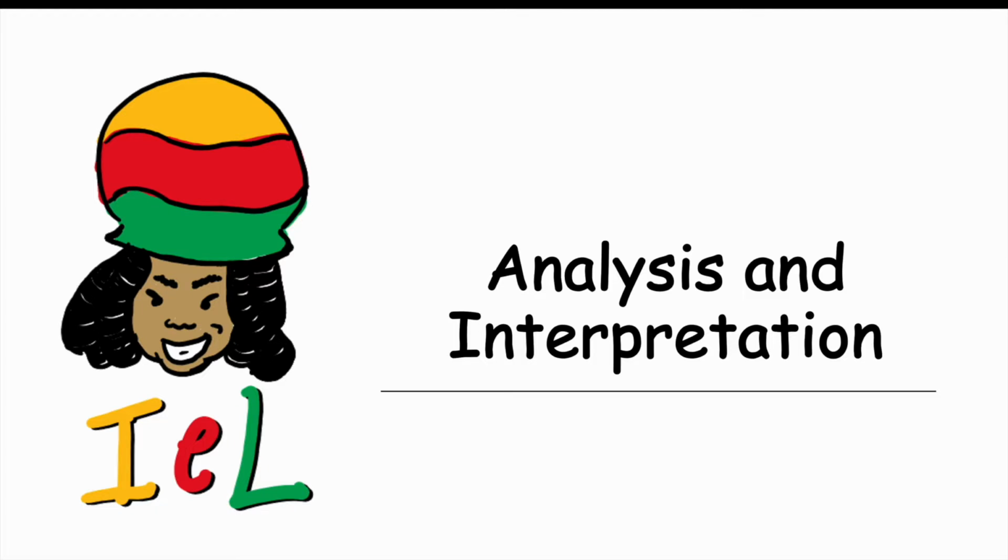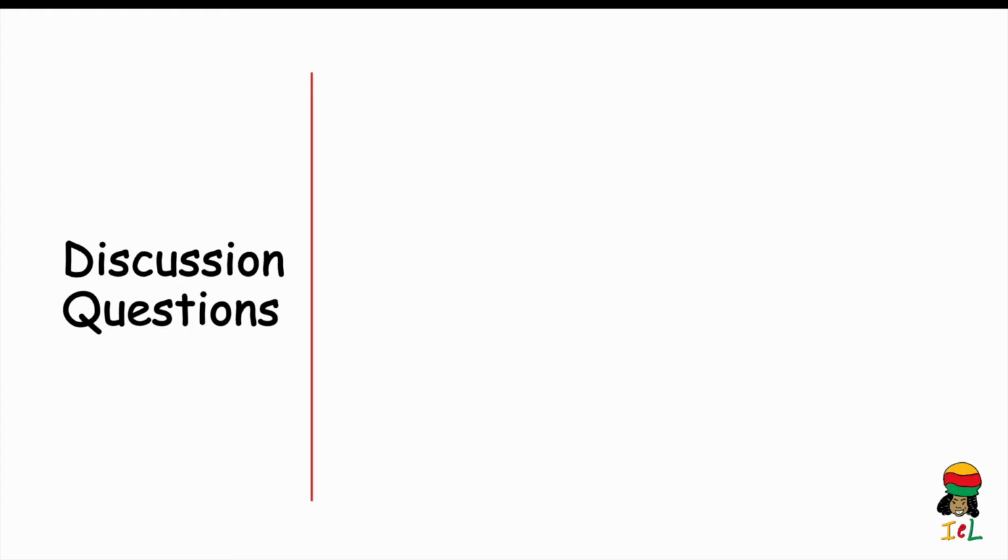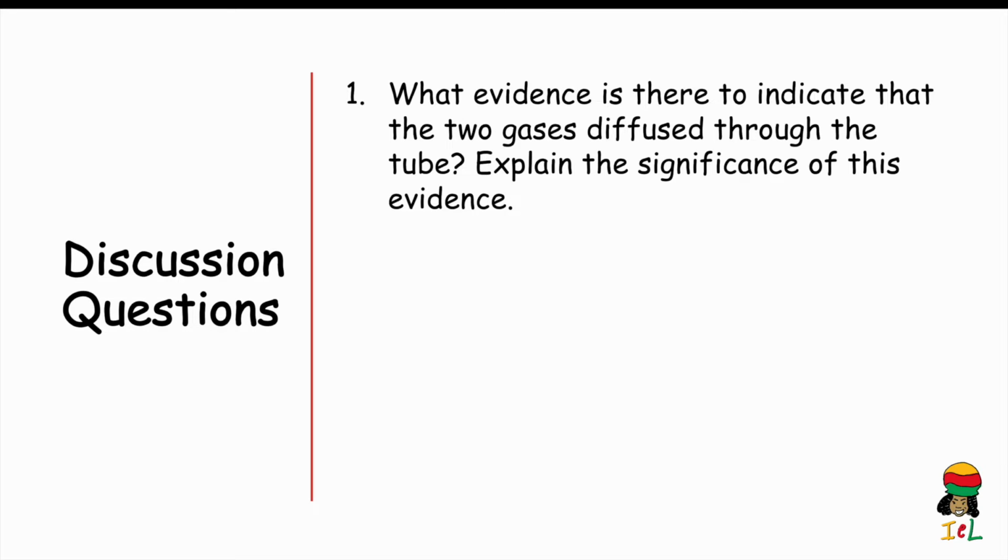The observation is always followed by the analysis and interpretation, which we sometimes call the discussion. Before taking a look at the sample discussion, here are some questions to guide you in your write-up. 1. What evidence is there to indicate that 2 gases diffused through the tube? Explain the significance of this evidence.